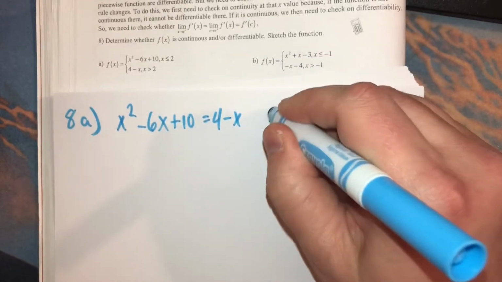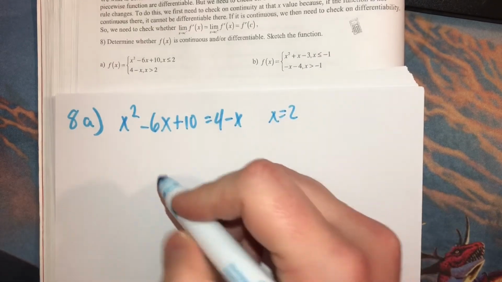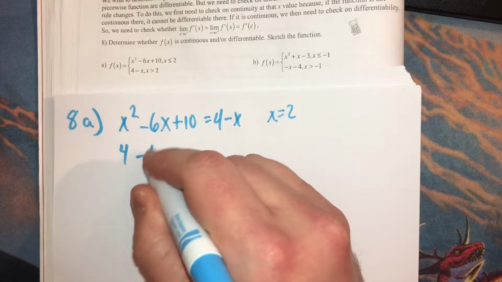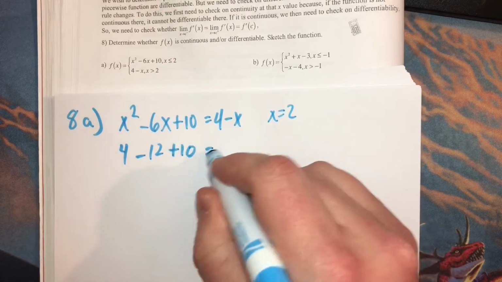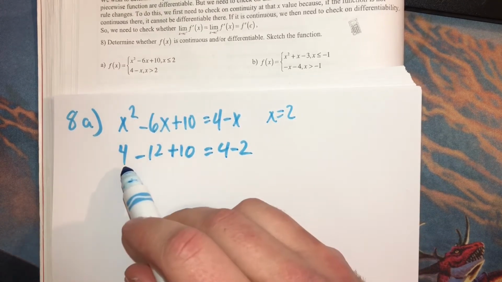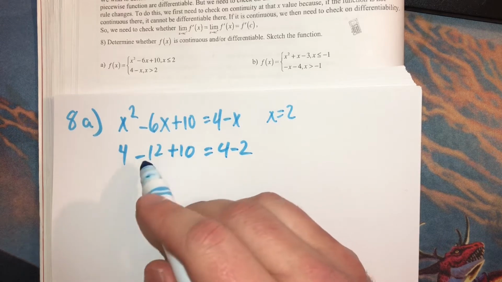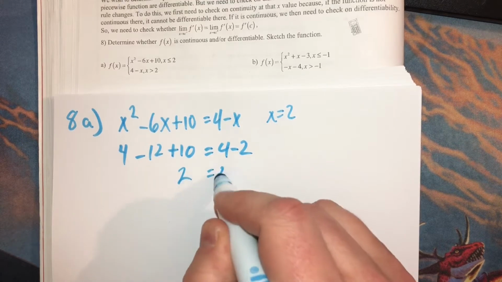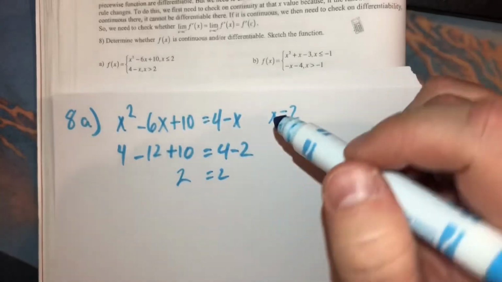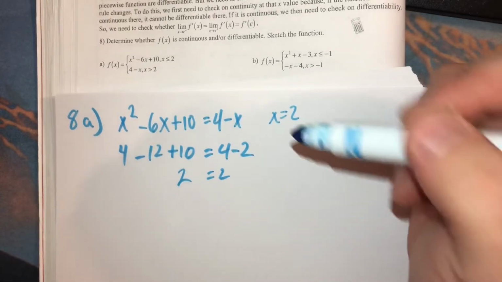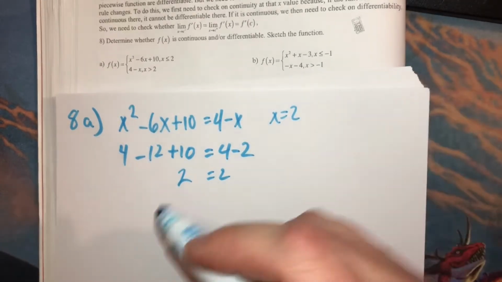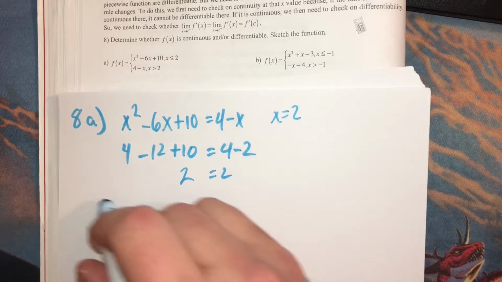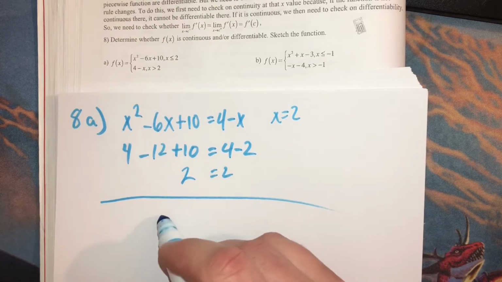When x is 2, so we plug in 2. I got 14 minus 12. I got 2 is equal to 2. Okay, so we know it's continuous. That means it's possible that it's differentiable. To find out if it's differentiable, we set the derivatives equal to each other.